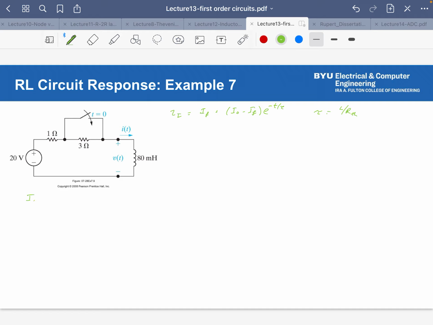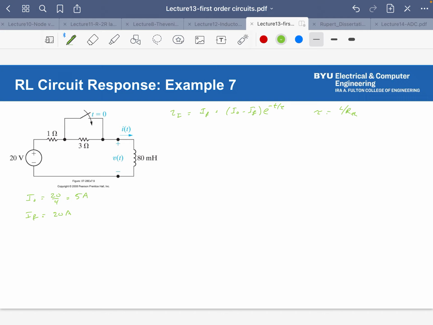So our I initial is just going to be, and we assume, of course, that this is a wire. So it's just going to be 20 divided by 4. So I initial will be 20 divided by 4, which is going to be 5 amps. Okay, now when the switch is closed, we basically bypass this 3 ohm resistor. And again, we're going to assume as time goes to infinity, this starts looking like a wire. So now the current final is going to be 20 divided by just 1 ohm. So I final is going to be 20 amps.